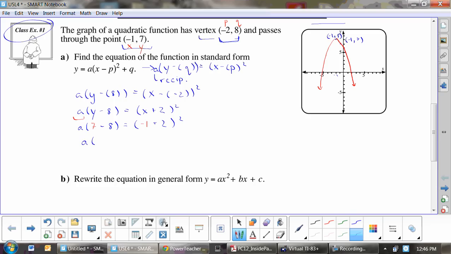We'll go a, 7 minus 8 is negative 1, is equal to 1 squared. So we'll go a times negative 1 is equal to 1. And then to get a by itself, we divide both sides by negative 1, and we get a is equal to negative 1.